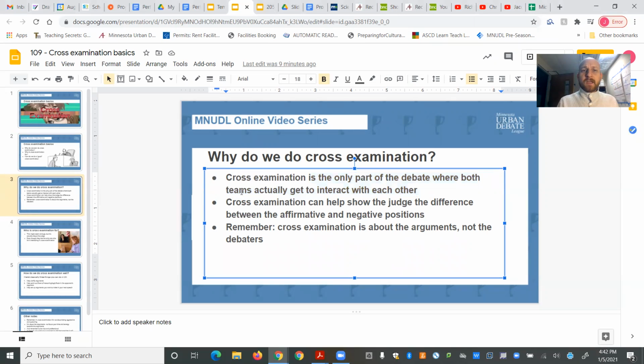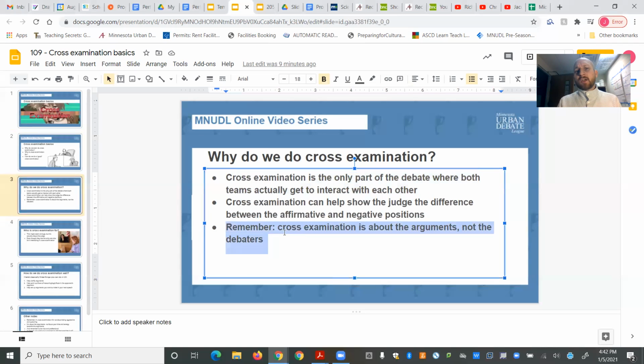Cross-examination is also important because it can help show the judge the difference between the affirmative and negative positions. In cross-examination, you can ask really basic, simple questions that show how different both sides of the story are. So cross-examination helps you really get to the core of the debate really easily.